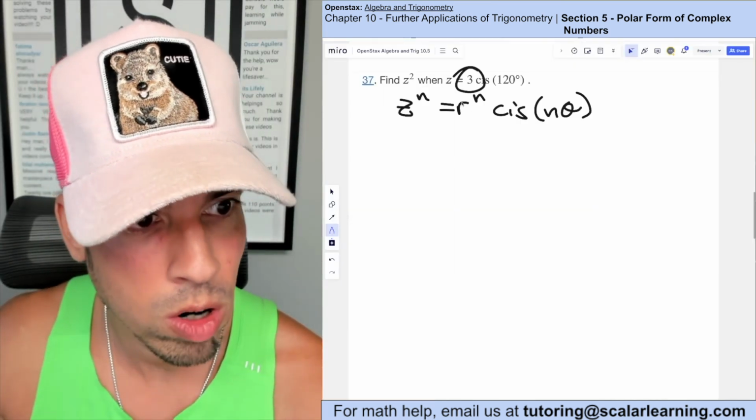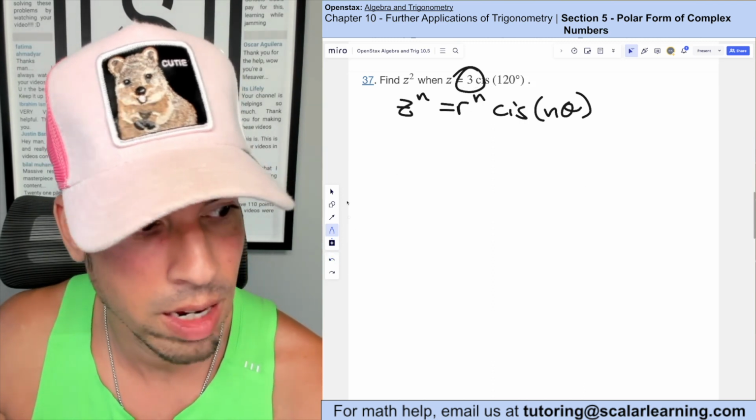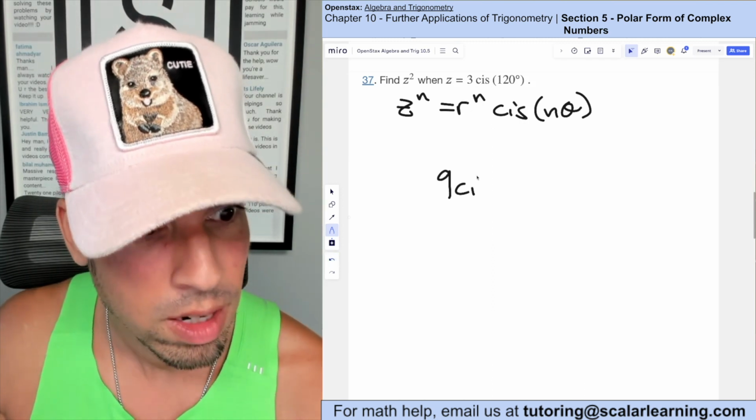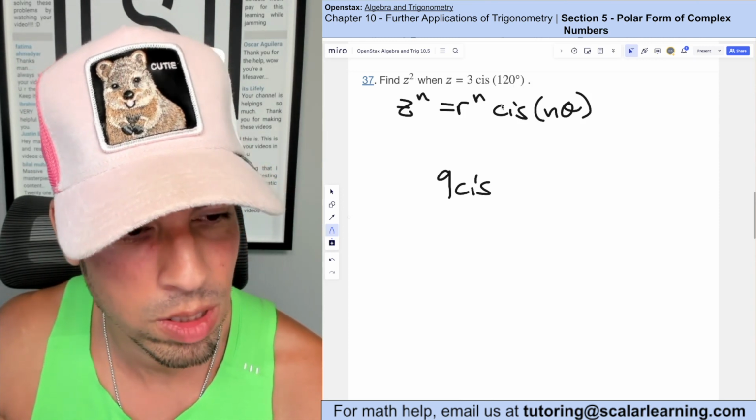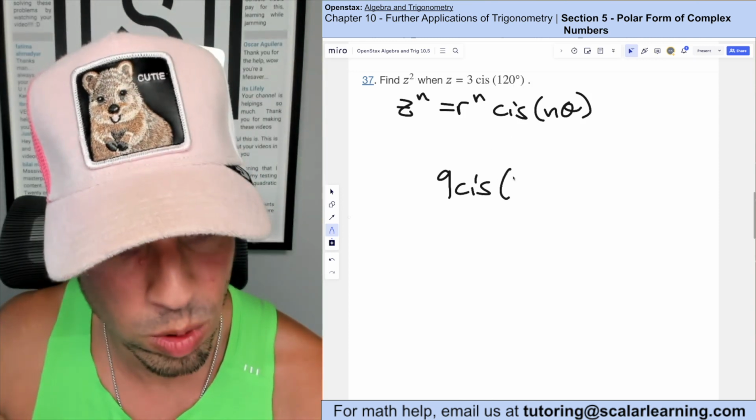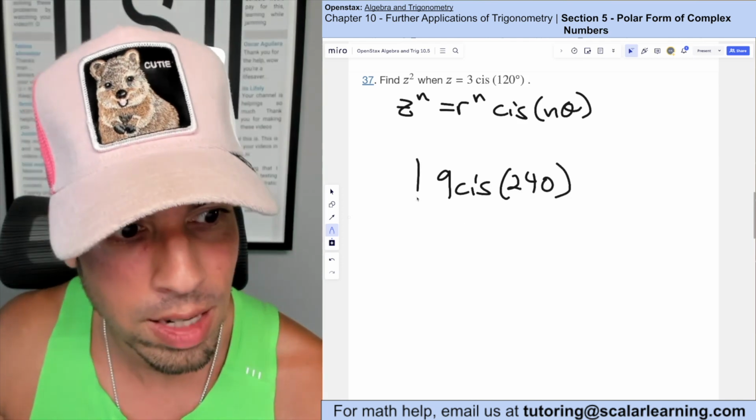So for this one, we're going to find z to the second power using this formula. It's going to be r to the second power, because that's n. 3 squared is, of course, 9. And then CIS, and then it's that same n value, 2, times the original theta, 120. 2 times 120 is 240. That's how you do it.